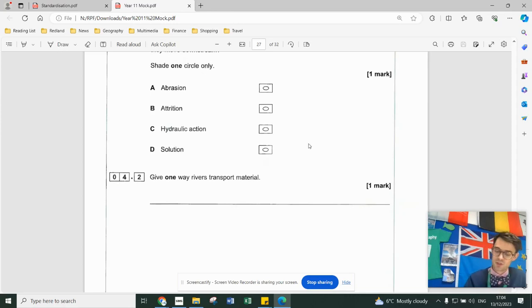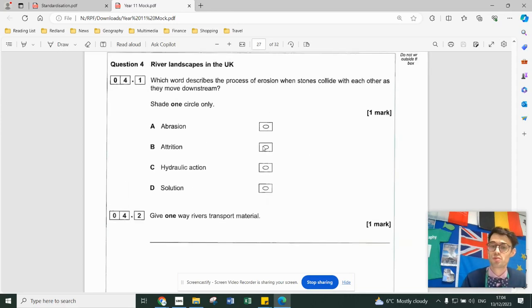Next one was the process of erosion when a stone collides. It's attrition. Attrition is when you wipe your hands with soap, and the soap bar gets smaller and smaller. That's what happens. The rocks collide, and as they collide, they get smaller and smaller, smoother and smoother.